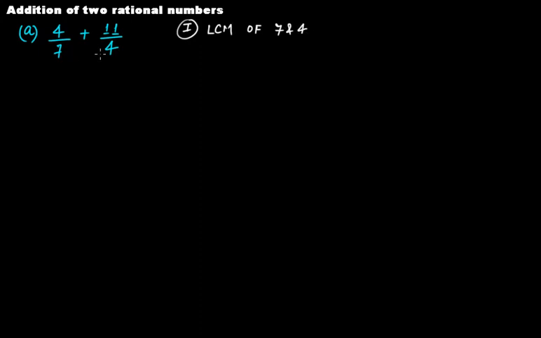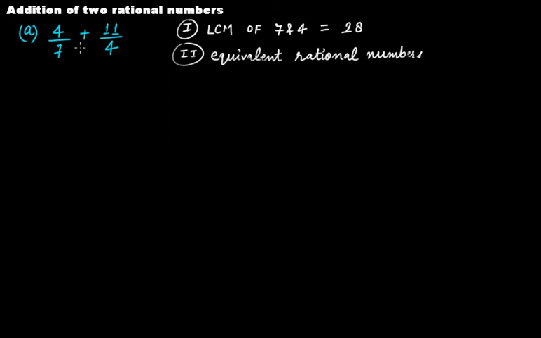If you find the LCM of 7 and 4, you get 28, right? You get 28. Now, the second step is to find the equivalent rational numbers of both these two rational numbers such that their denominator is 28, that is the LCM.